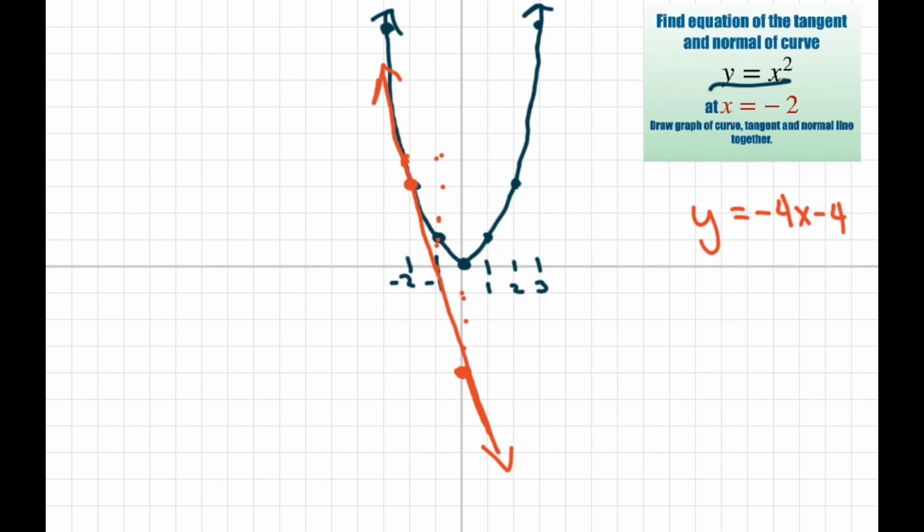And then your perpendicular line, or your normal, is y equals 1/4 x plus 9/2. And 9/2 is about 4.5. So 1, 2, 3, 4.5. And then you can go down 1/4. Oh, it's a positive line, yeah, so that's good. All right, so it's going to be like this. All right.